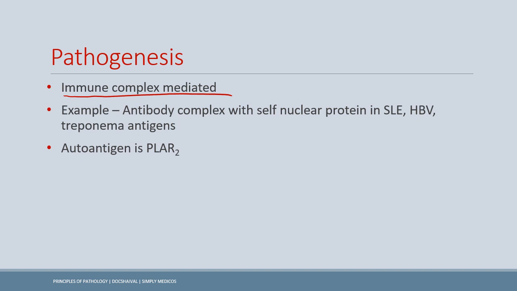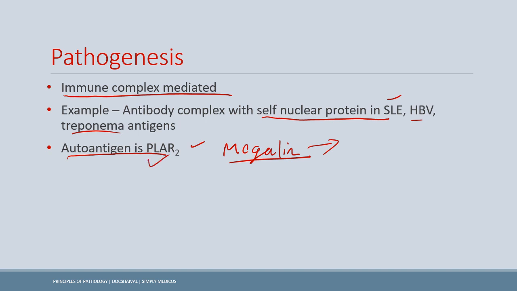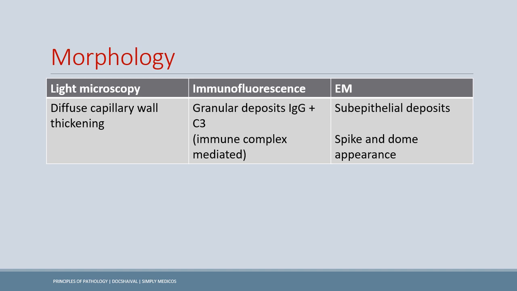Now the antibody complex with the self-nuclear antigen in case of SLE, and HBV or treponema antigens form the immune complex, as I mentioned. Then the autoantigen, if it's there, is actually the phospholipase A2 receptor. Now that you can remember, but there is a theory behind this, that there is a megalin protein which is seen in the mouse kidney, I think, or horse kidney. So they have seen autoantibody against these receptors, and this is the human counterpart of the megalin.